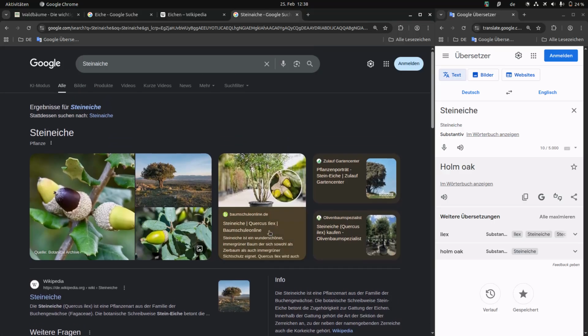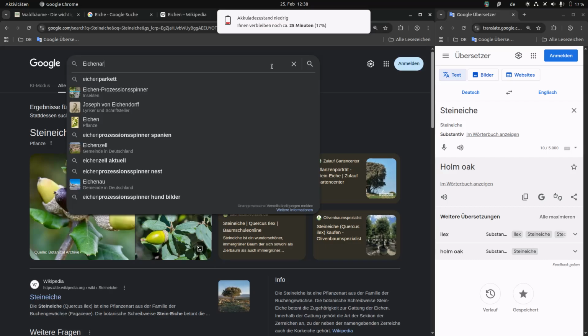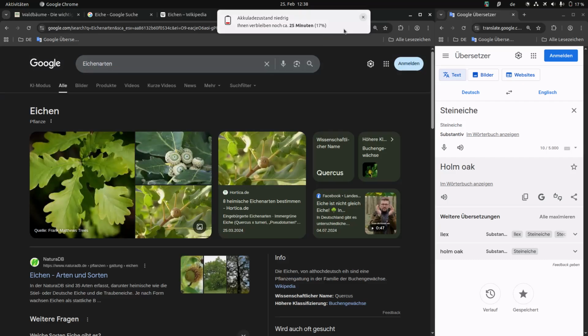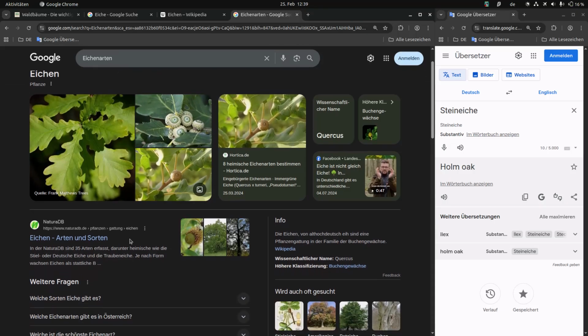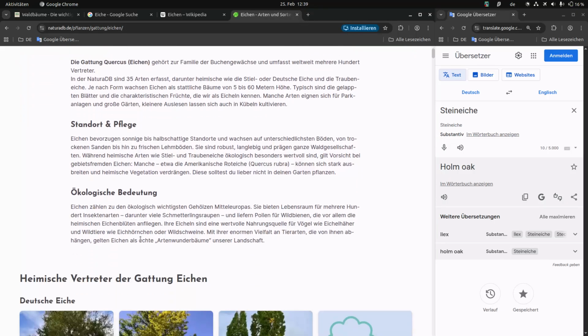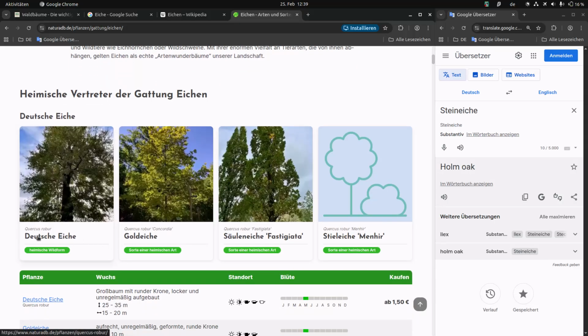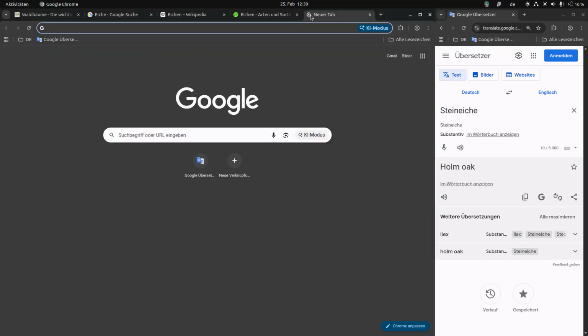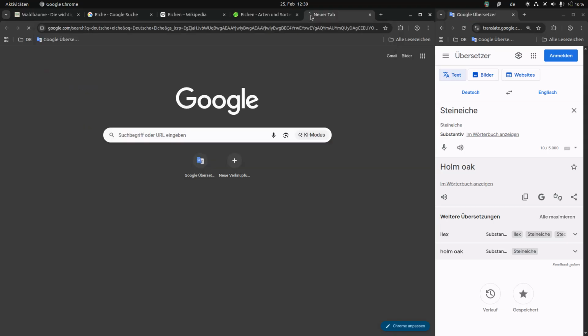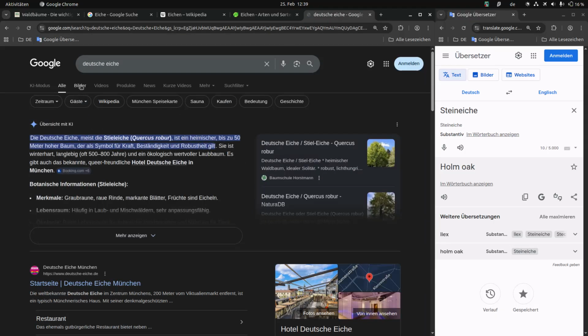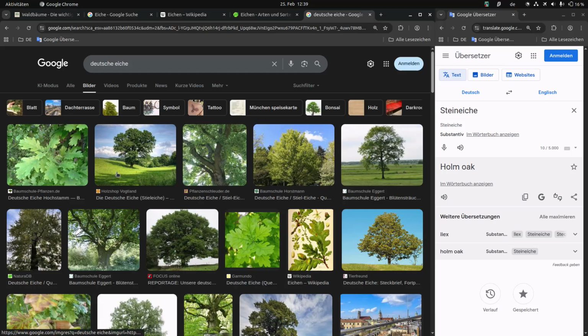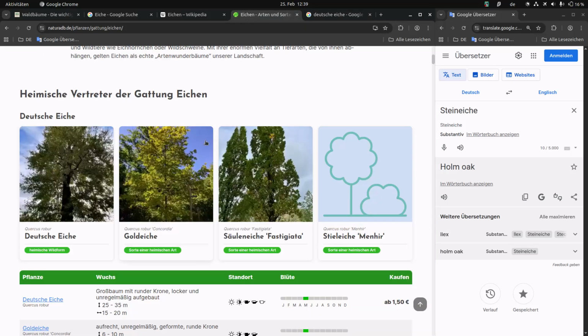Then let me just look up the kinds of types. So that just means oak types. And let me plug in my cables. Sorry. And then we have Arten und Sorten, just for a quick introduction. Deutsche Eiche, which means German oak. Let me pull up Deutsche Eiche, which looks like, I don't know, there are probably not too huge differences between them.